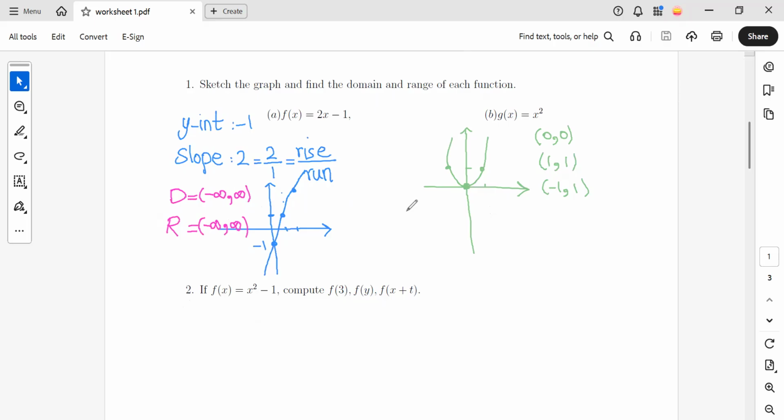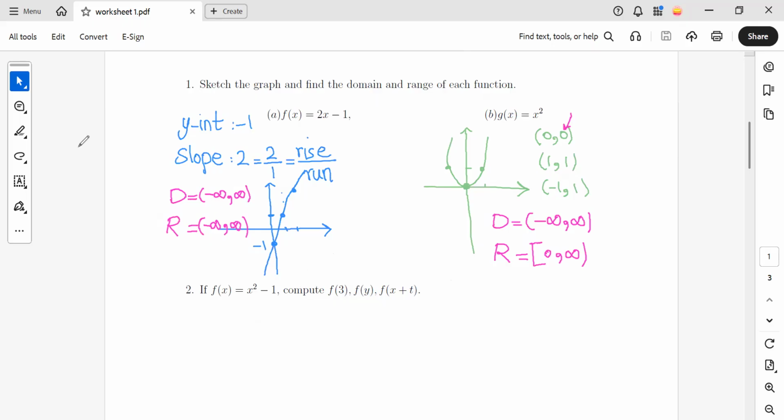For part B, when we scan the graph from left to right, we would see that it will accept or cover all numbers. So D here is -infinity to infinity. But if we plug in all these numbers, the answer is just positive ones. R is from 0 to infinity, and 0 is included because we can see that we have 0 as the answer here.